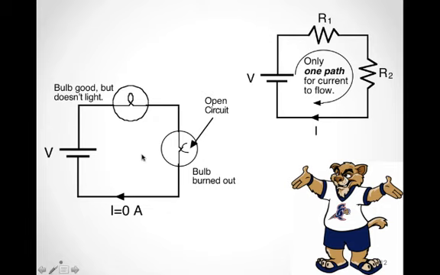And we also saw that in a series circuit, since there's only one path, if one bulb burns out, then both bulbs will turn off because there's no path for current to flow, and the current would be zero regardless of where you look in the circuit. And this is called an open circuit. So, great job. That was series circuits.